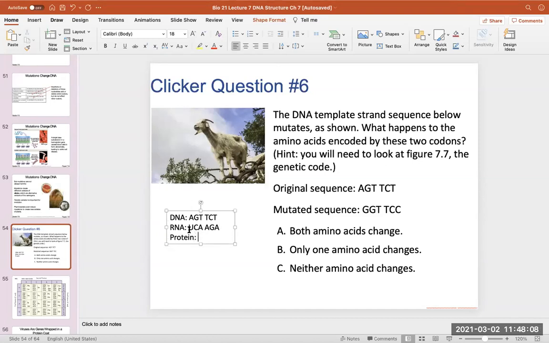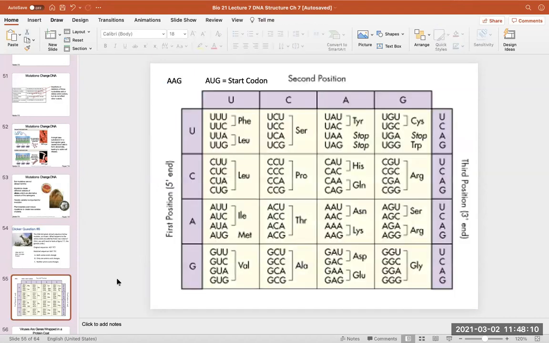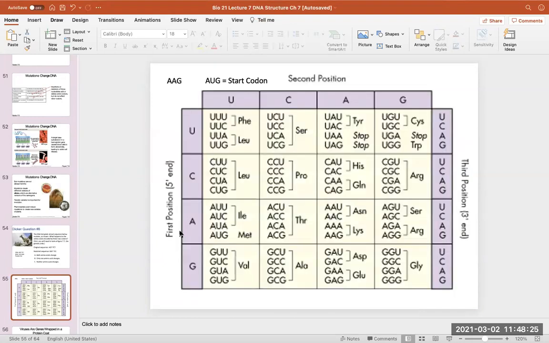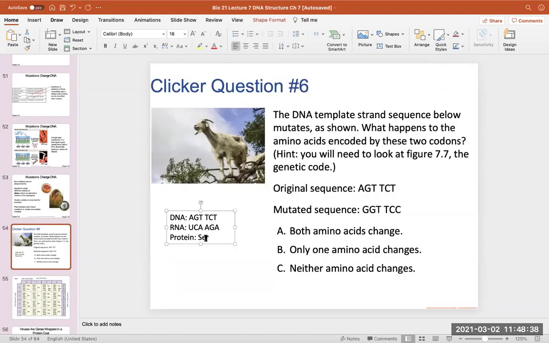We go on the chart and look for UCA. First position, U. Second position, C. UCA stands for SER. So that's your first protein, SER. Then you have AGA. That's your second protein. First position, A. Second position, G. So you look in this box here, A and G, and AGA stands for ARG. So that's your second amino acid.